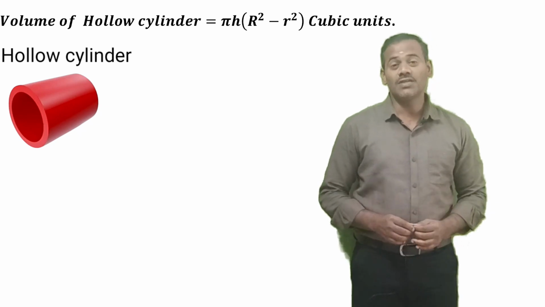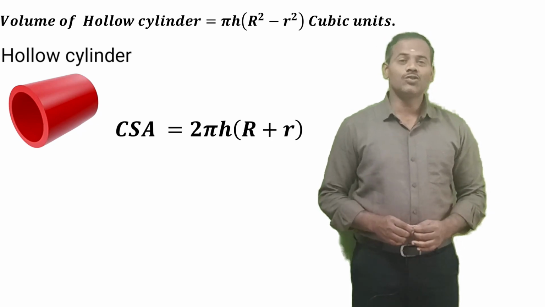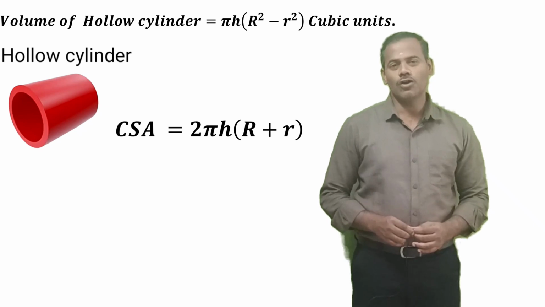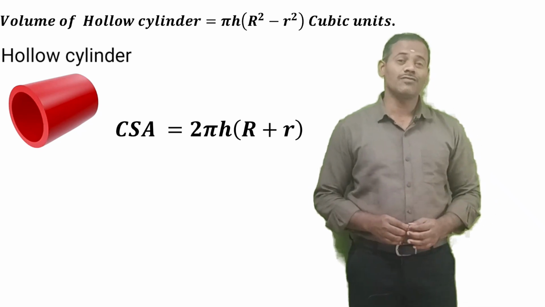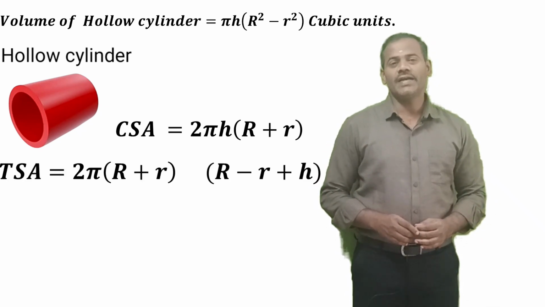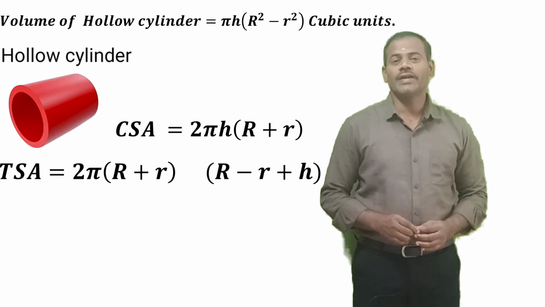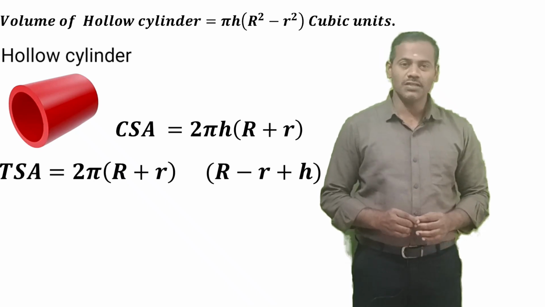And what about the curved surface area of a hollow cylinder? It is 2 pi h (R + r), where capital R and small r are the outer and inner radii. And what about the total surface area of a hollow cylinder? It is 2 pi (R + r)(R − r + h).